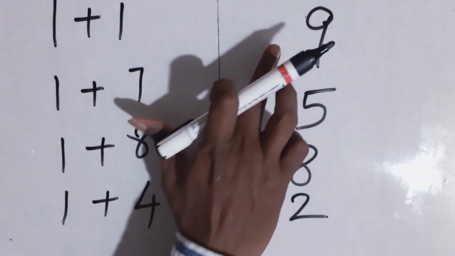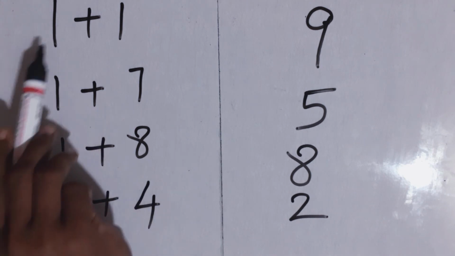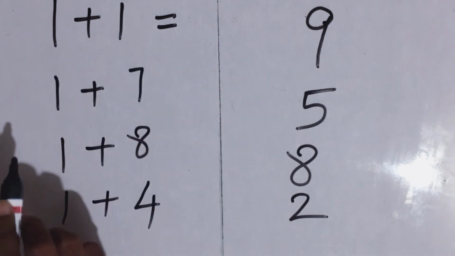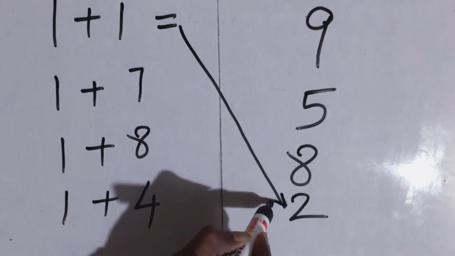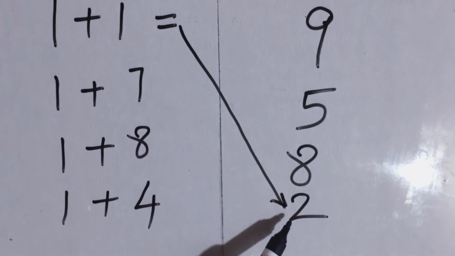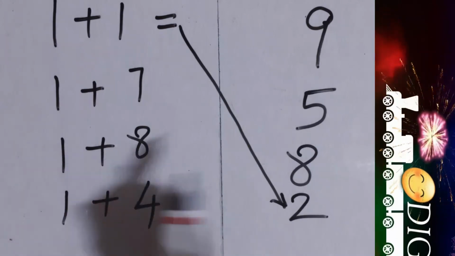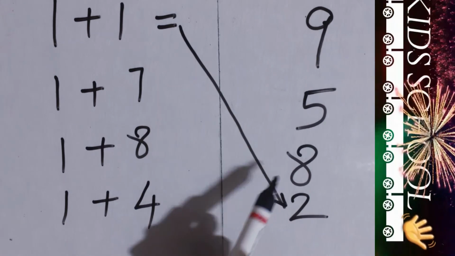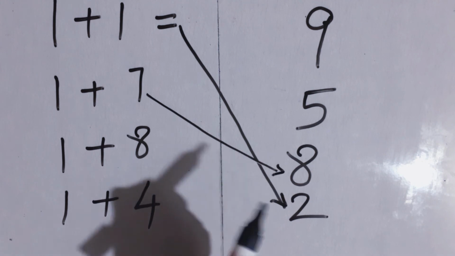Match the following. Dear children, now you practice the match the following. See here, 1 plus 1. 1 plus 1 is equal to, here, match this 2. Okay? 1 plus 1 is equal to 2. And 1 plus 7. Where is the answer here? 1 plus 7 is equal to 8. Draw the line from 7 to here.